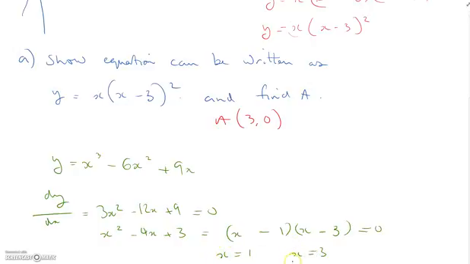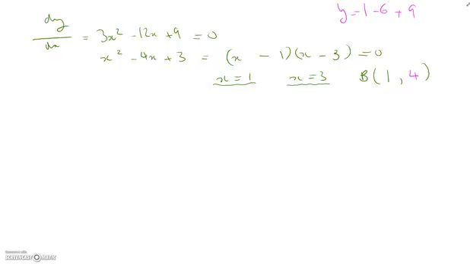Now the 3 we already knew about, because that was point A, and the x equals 1 is point B. Now the question says find the coordinate, so you need to make sure that you're finding x and y. So if x is 1, then y equals, put it back into the original. So y is equal to 1 minus 6 plus 9. So 1 minus 6 gives us minus 5, minus 5 plus 9 gives me 4, and that's the coordinate of B.